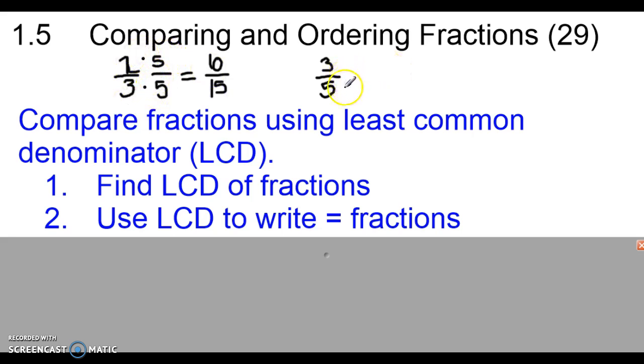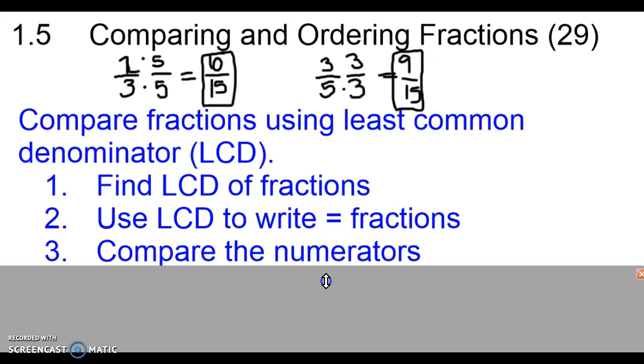Now over here, I say, how do I get 15 as my denominator? Well, I can multiply the denominator by 3, which means I also have to multiply my numerator by 3. 3 times 3 equals 9, and 5 times 3 equals 15. So now my two fractions that I have are 10/15 and 9/15. So now these are broken into the same parts. Each whole is broken into 15 parts.